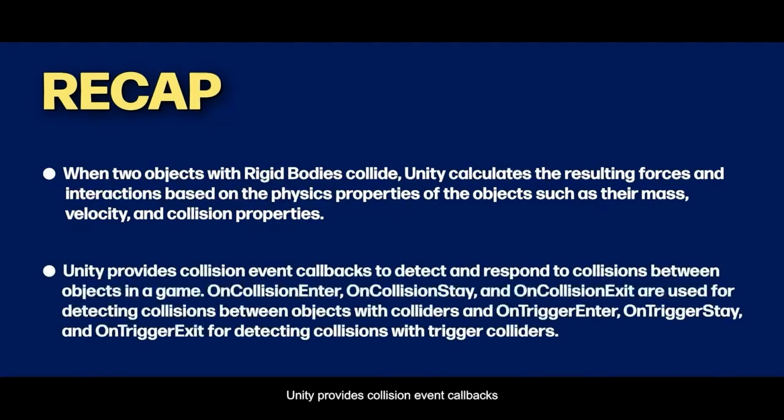Unity provides collision event callbacks to detect and respond to collisions between objects in a game. OnCollisionEnter, OnCollisionStay, and OnCollisionExit are used for detecting collisions between objects with colliders, and OnTriggerEnter, OnTriggerStay, and OnTriggerExit for detecting collisions with trigger colliders.